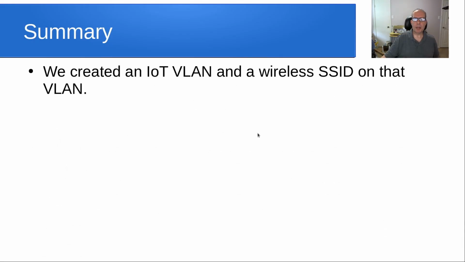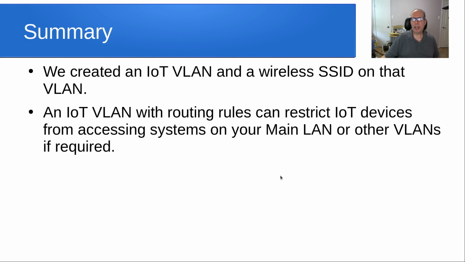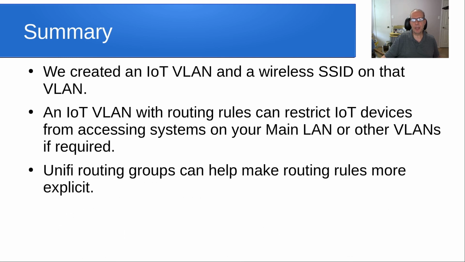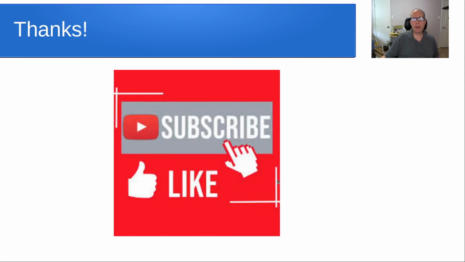Okay, so in summary, we created an IoT VLAN and a wireless SSID on that VLAN. An IoT VLAN with routing rules can restrict IoT devices from accessing systems on your main LAN or other VLANs if required. And UniFi routing groups can help make routing rules more explicit. By default, a UniFi corporate network allows traffic from all VLANs, and we showed that you can create router rules to restrict that.